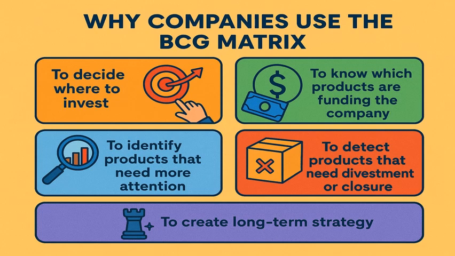And why do companies use the BCG metrics? Companies use the BCG metrics to decide where to invest. Companies use the BCG metrics to know which products are funding the company. Companies use the BCG metrics to identify the products that need more attention. And companies use the BCG metrics to detect products that need divestment or closure. Divestment means discontinued. And companies use the BCG metrics to create long-term strategy.